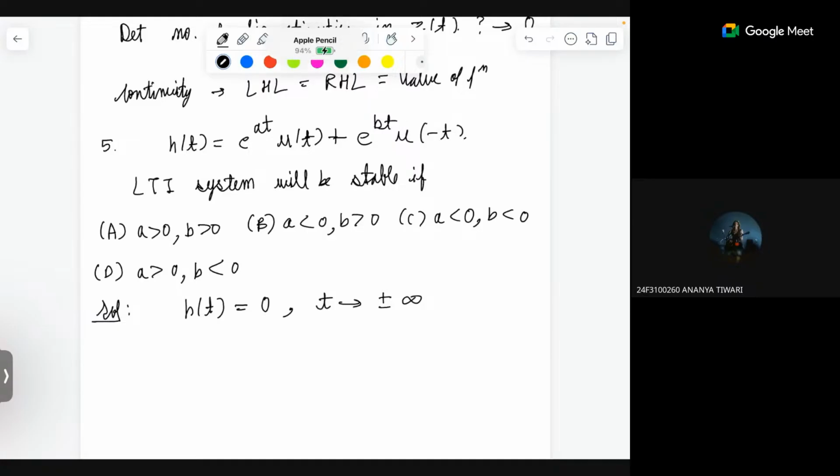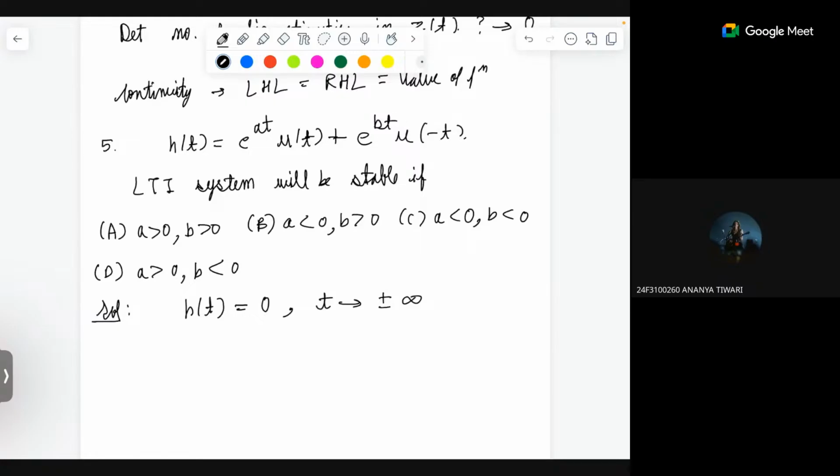Is the question clear? Yes, ma'am. Okay, do it. Ma'am, A would be less than 0 and B would be less than 0 also. But this will become 0 for t tending to infinity, not minus infinity.